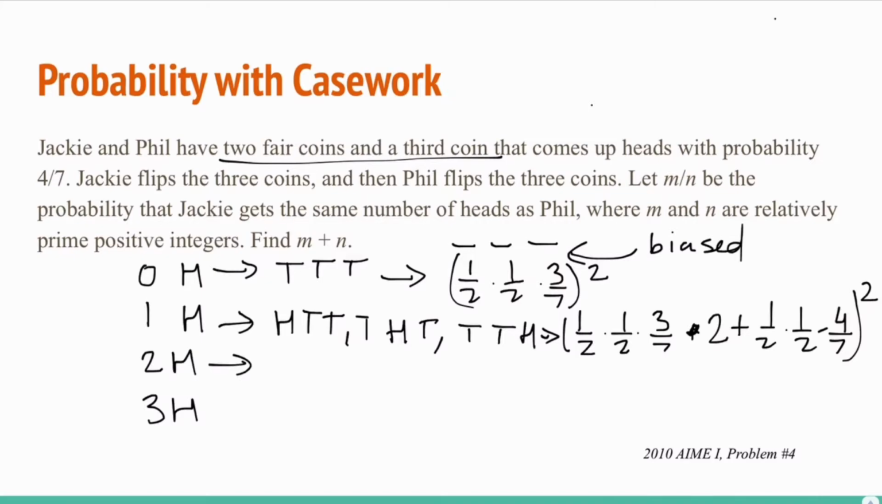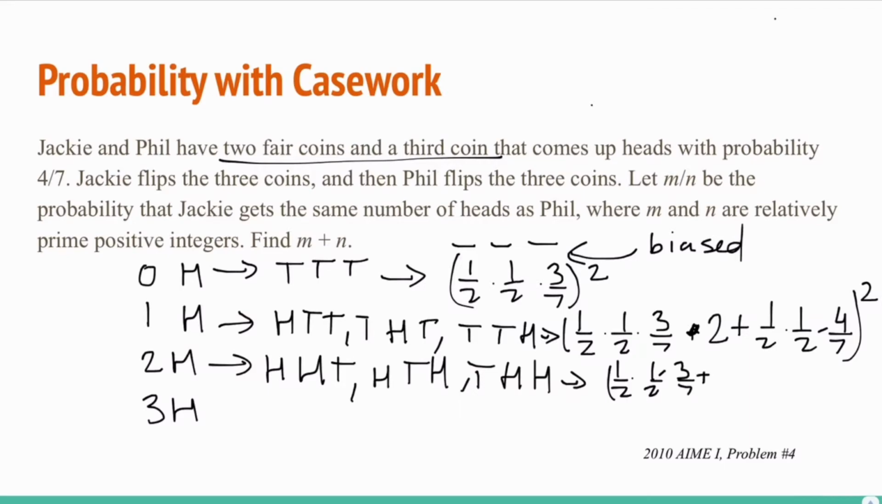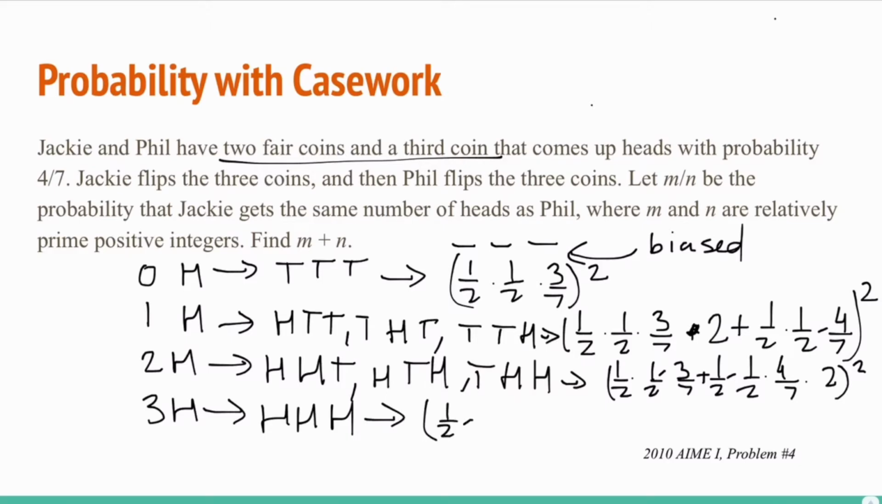And for 2 heads, there are again 3 possibilities: HHT, HTH, or THH. The probability of this happening is half times 3/7 plus half times 4/7 times 2, squared. And for 3 heads, there's only one possibility, which is HHH, and the probability of this happening is half times 4/7, squared.